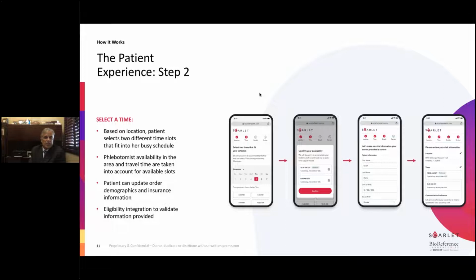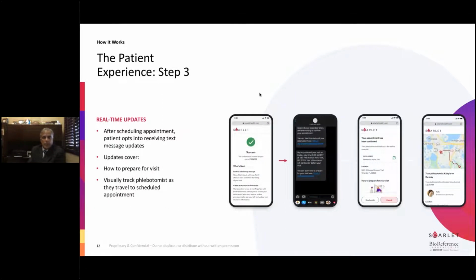The patient can update order demographics and insurance information. So if there's any discrepancy, let's say in the patient's chart in the EMR, maybe they changed insurance, maybe there's a different phone number, whatever that detail may be of demographics, the patient always has the option to update any of that information at this point in the experience. And also the eligibility integration to validate information is always provided.